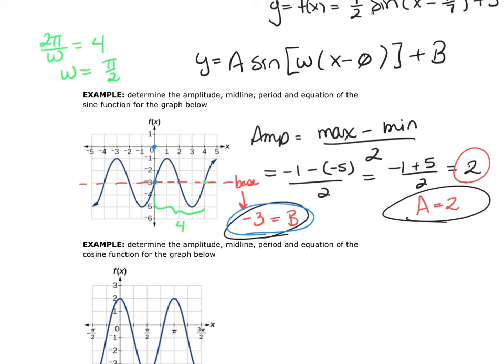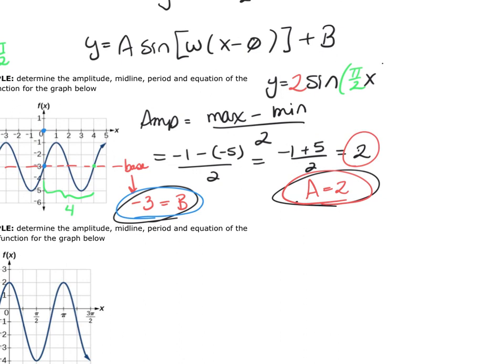So to bring this all together, I have y is equal to 2. That comes from here. The sine of pi over 2 x, and then my baseline has to be moved down 3, so then -3.